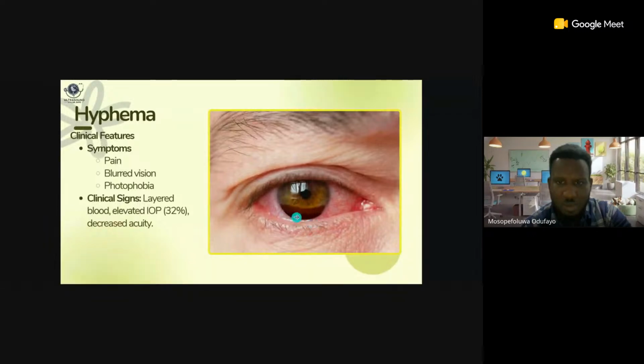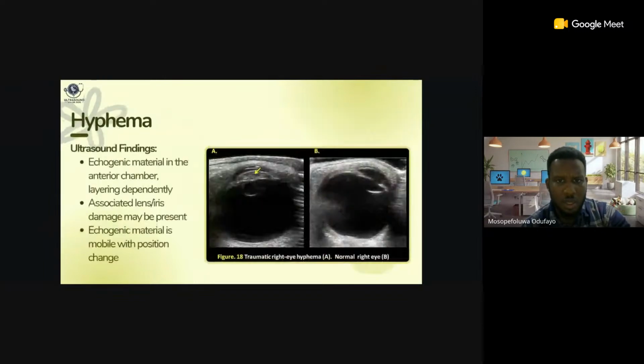So this is an example of hyphema, blood in the anterior chamber. There will be pain, there will be blurred vision, and there will be photophobia. Is that okay? And many times the clinical signs will show layered blood. There will be elevated intraocular pressure because the canals that drain the fluid are blocked by blood within the anterior chamber. Is that okay?